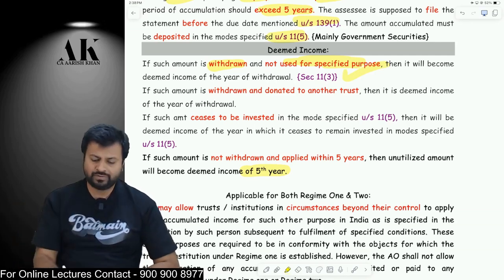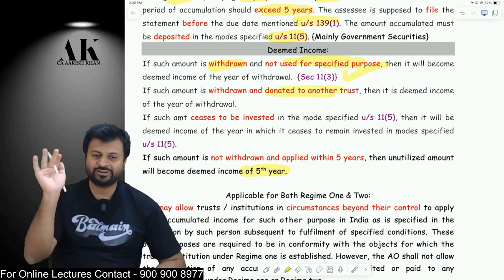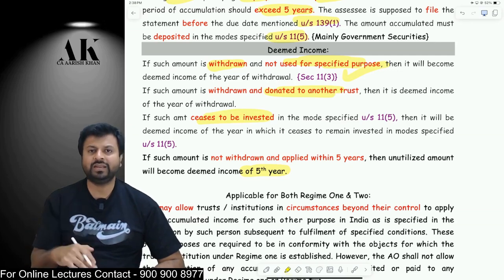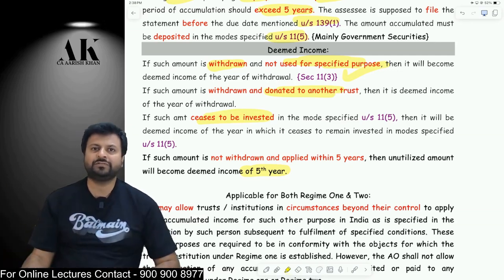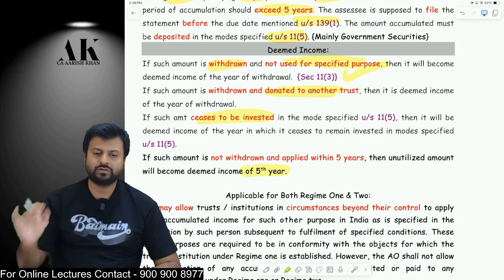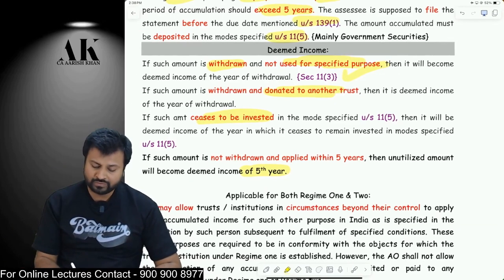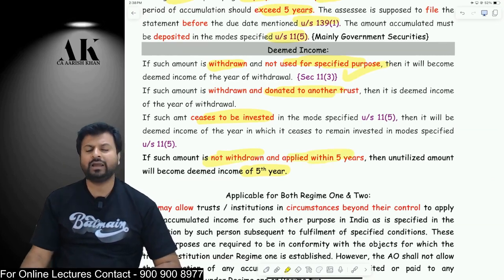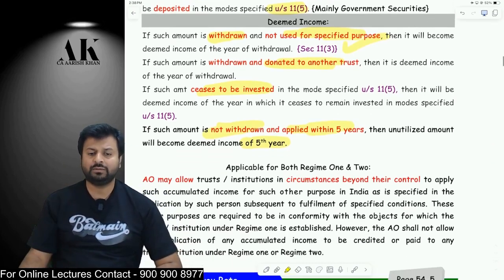What if I withdraw in between and give it as a donation to another trust? Then also it is deemed income. What if I withdraw in between and put it in a non-specified mode? I'm not investing in the 11.5 mode, I'm withdrawing from the 11.5 mode and investing in a non-specified mode. Then also it will become your deemed income. And what if I don't withdraw and I do not apply within 5 years? Then also it will become deemed income of the 5th year.